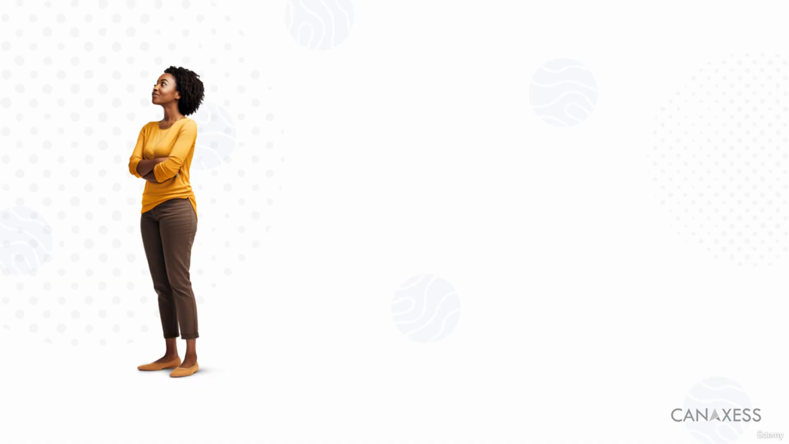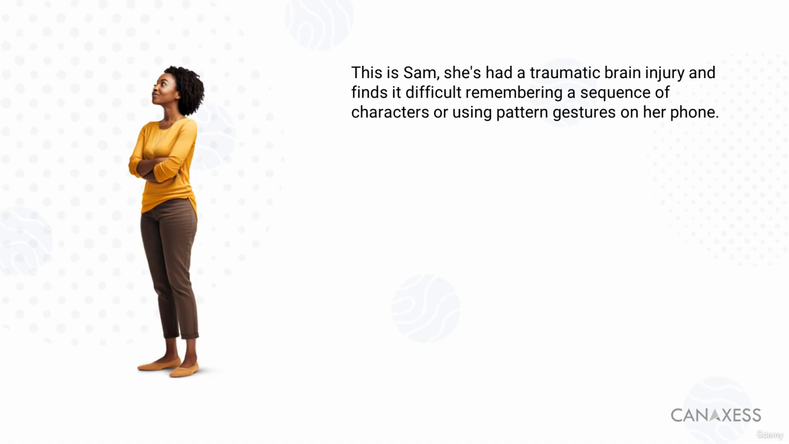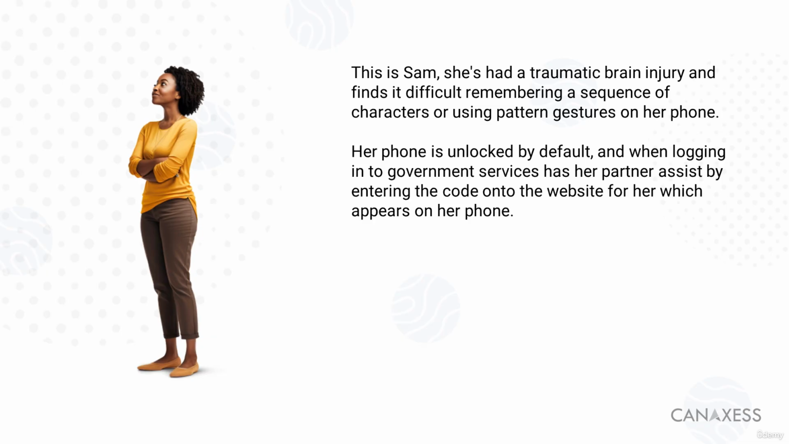This is Sam. She's had a traumatic brain injury and finds it difficult remembering a sequence of characters or using pattern gestures on her phone. Her phone is unlocked by default, and when logging into government services, has her partner assist by entering the code onto the website for her, which appears on her phone. Sam finds the whole experience frustrating.